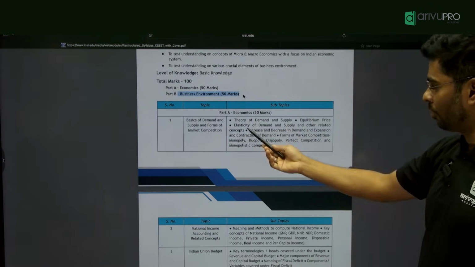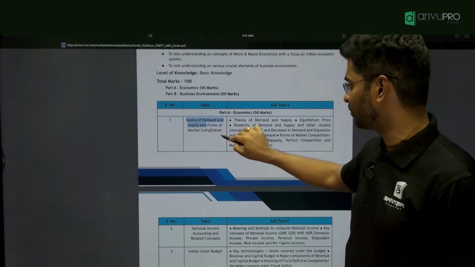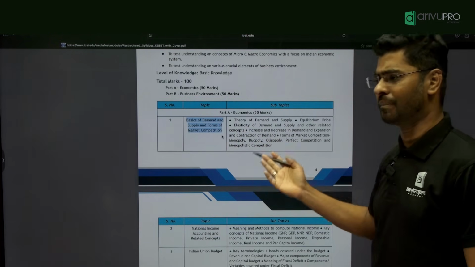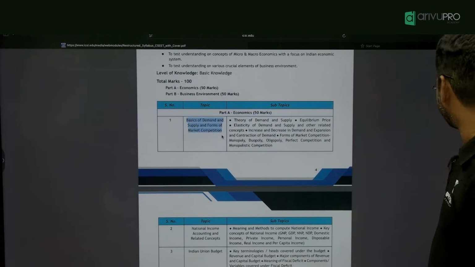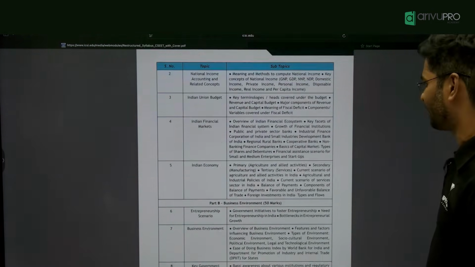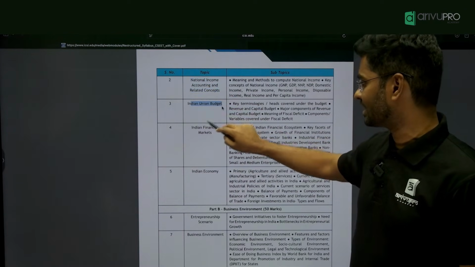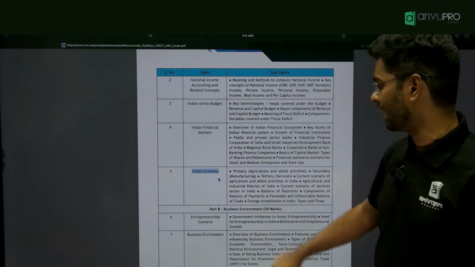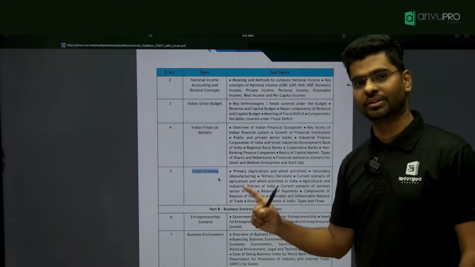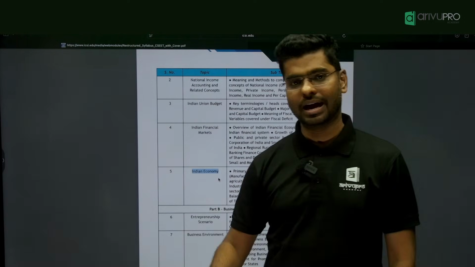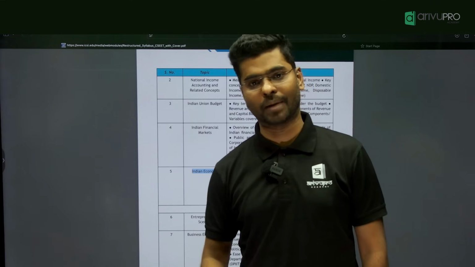Now in your topic number 1, you have your basics of demand and supply, which is primarily your microeconomics topic. Then starts off a little bit from your macroeconomic topics, that is national income, your budgets, your financial markets and your economy. So 5 chapters, 1 chapter majorly from micro and the remaining 4 chapters are from your macroeconomics.